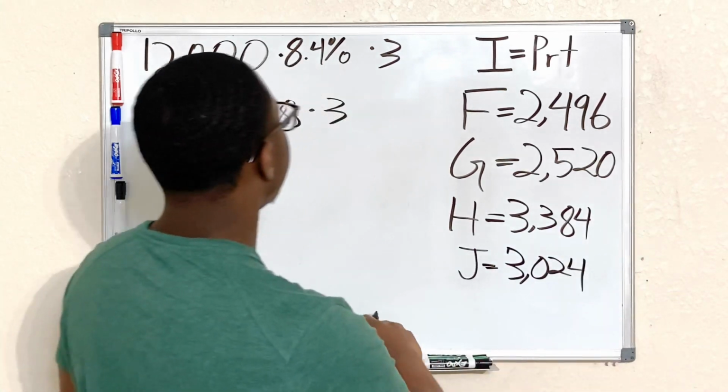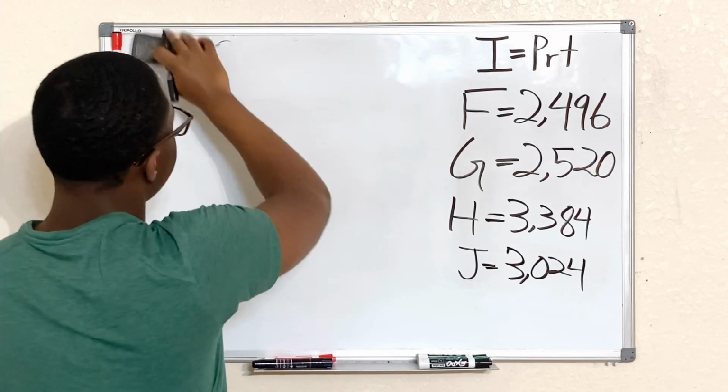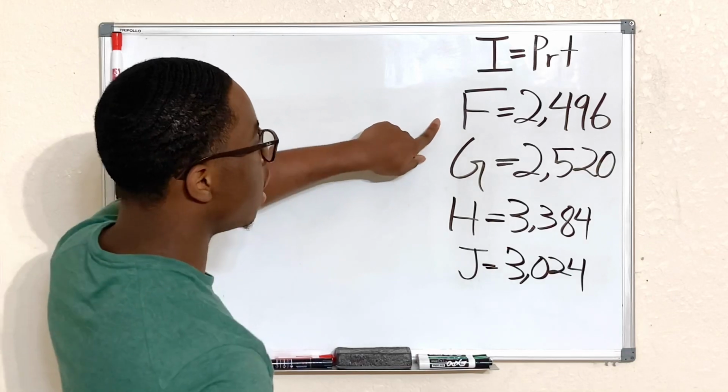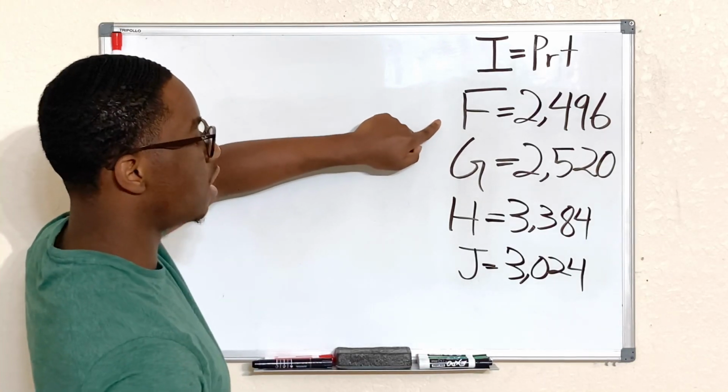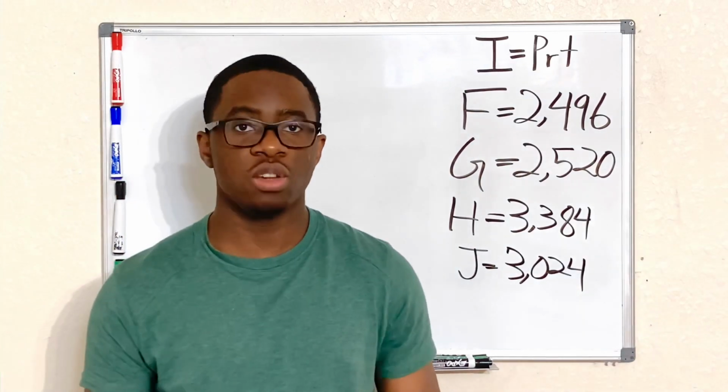So now that we have all our calculations done, we can analyze which one gave us the smallest amount of interest. So far, I believe F is giving us the smallest amount of interest, and therefore F is going to be the correct answer.